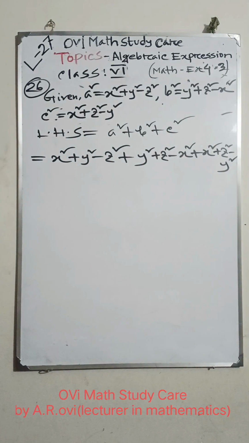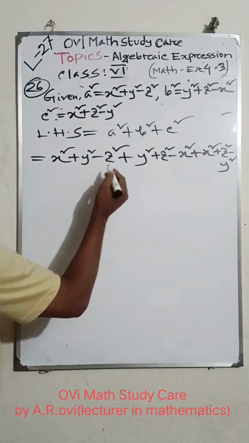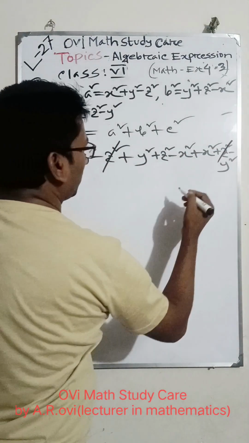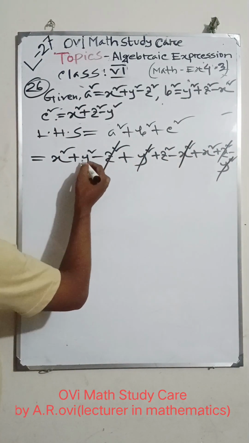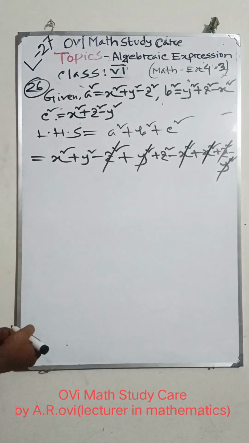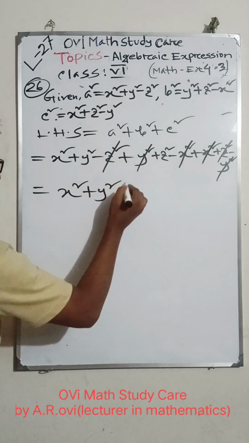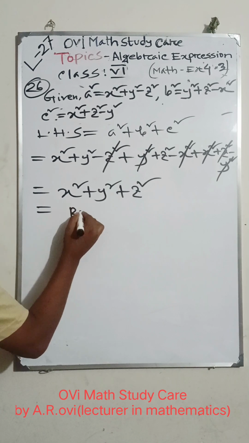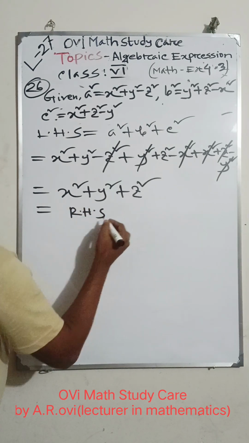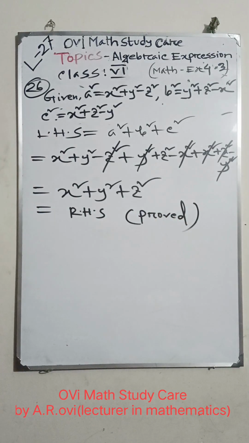Dear students, here if we cancel the negative and positive terms, then we get minus z square, plus z square, minus y square, plus y square, minus x square, plus x square. Then the remaining terms are x square plus y square plus z square. This is our RHS, right hand side. What were we asked to do? Prove that. So we can write proved. This is proved.